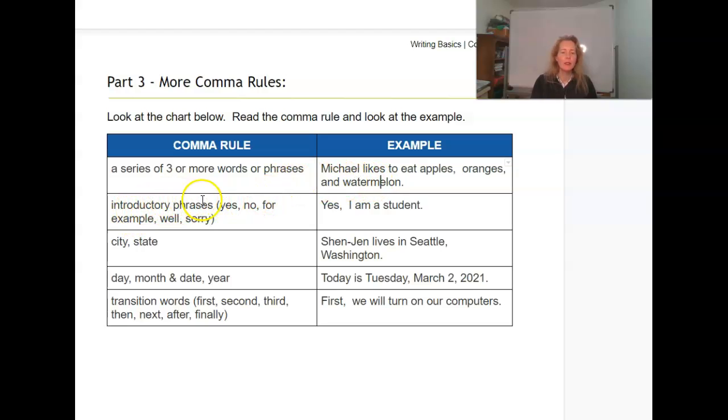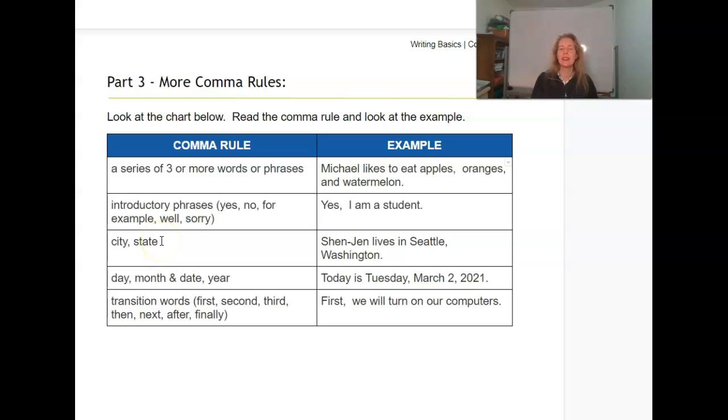We use commas after little introductory phrases like yes, no. Yes, I do. No, she didn't. Also those little transition words, for example, actually. Well, sorry, she's not here. So after these little introductory words or phrases, we have a comma. Yes, I am a student.